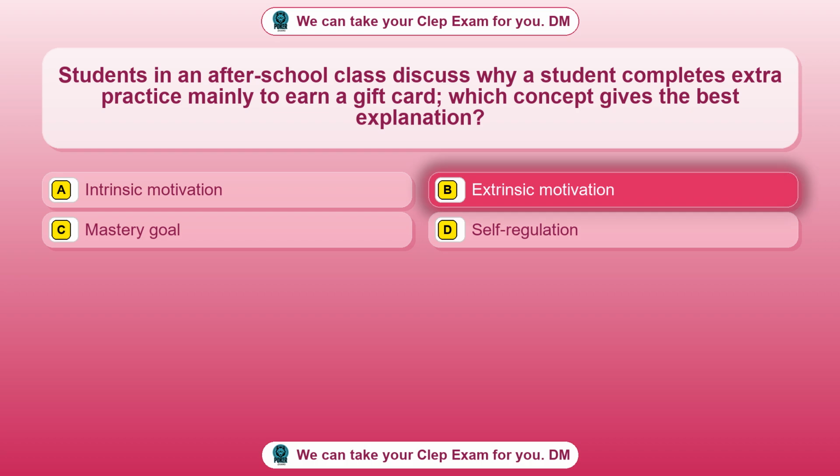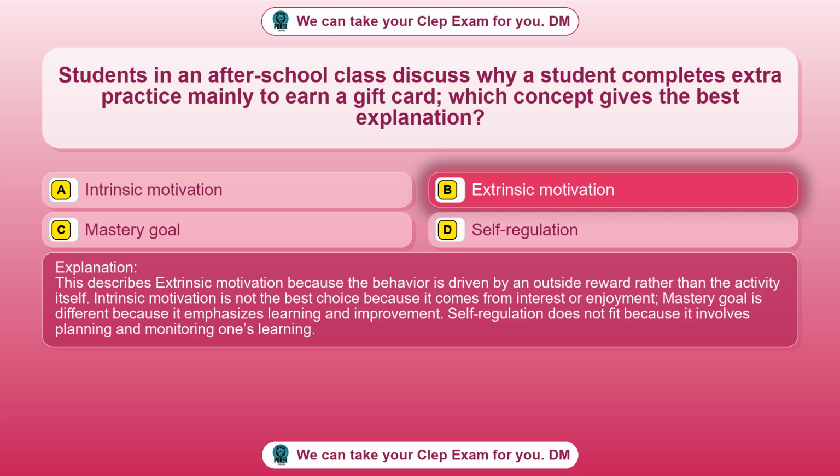Extrinsic motivation. This describes extrinsic motivation because the behavior is driven by an outside reward rather than the activity itself. Intrinsic motivation is not the best choice because it comes from interest or enjoyment. Mastery goal is different because it emphasizes learning and improvement. Self-regulation does not fit because it involves planning and monitoring one's learning.